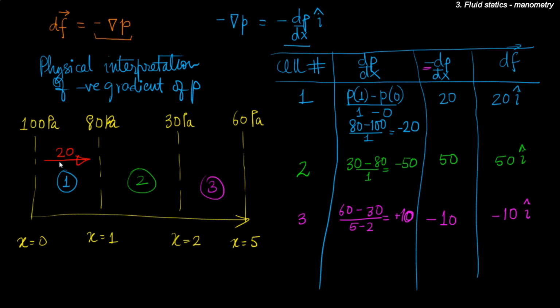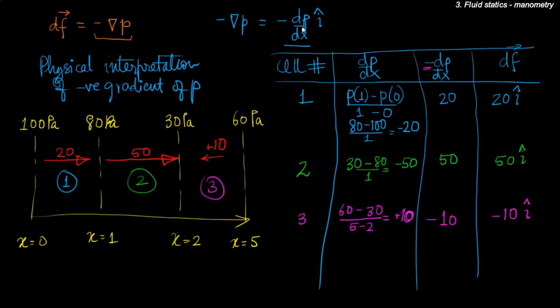If I draw, so if this is 20, so the force in the second cell was 50. It was larger than this. So this is 50. And in the third cell, it is minus 10. So it is something like this. So it's 10 but pointing in the other direction. So what is our interpretation?